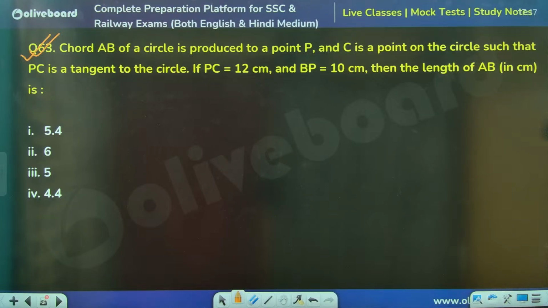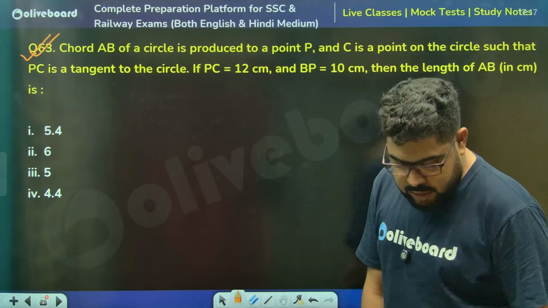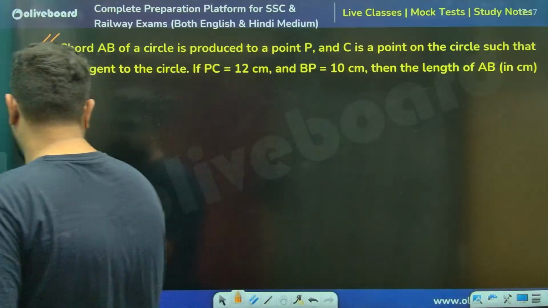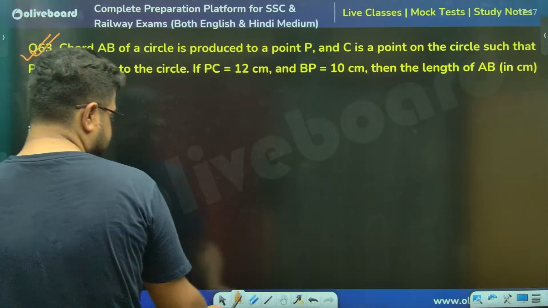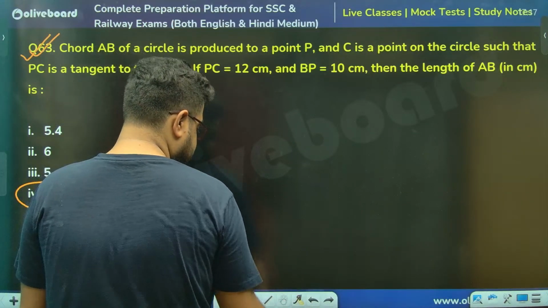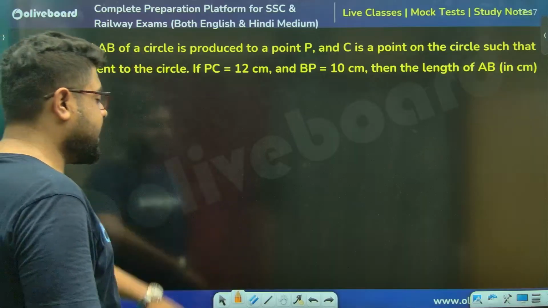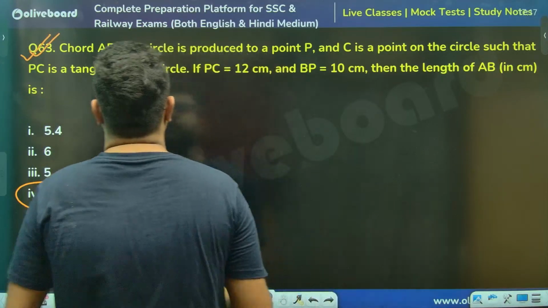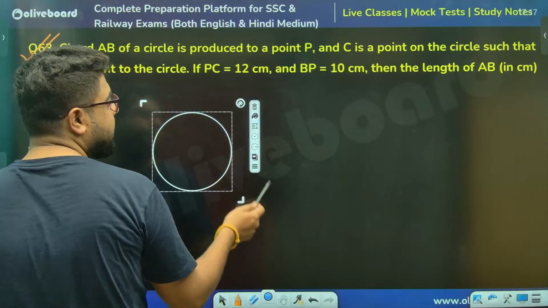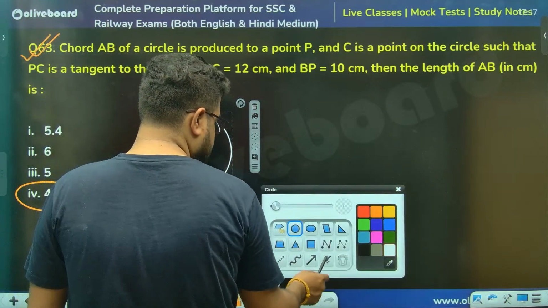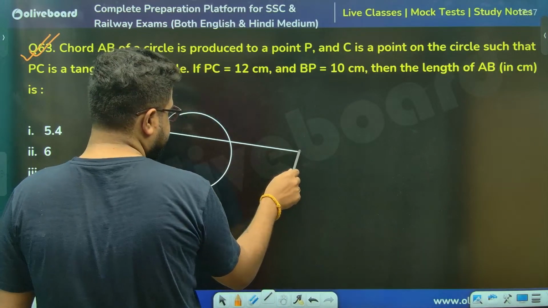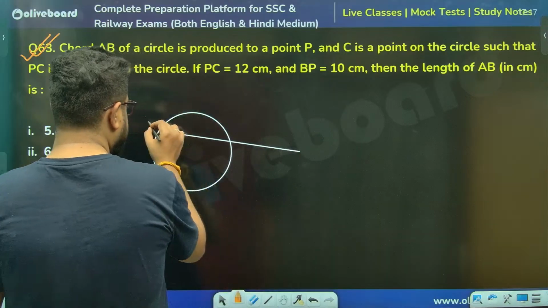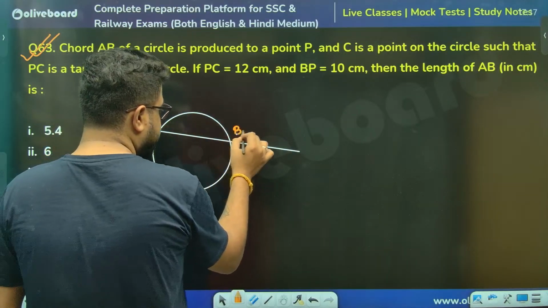I got answer from Raghu, Reena. Both of them have given the answer as 4. Let's see. Chord AB of a circle produced to C. Let's make it once. AB is a chord of a circle, and it has been produced to C.